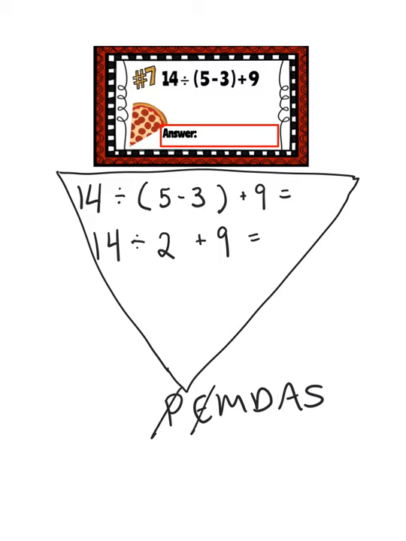Parentheses I did. I didn't have any exponents. Don't have any multiplication. I do have division. So 14 divided by 2 is 7. Drop down the plus 9. And then last we just do our addition. So 7 plus 9 is 16.